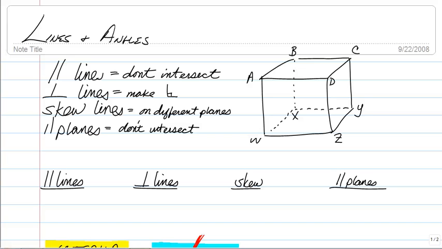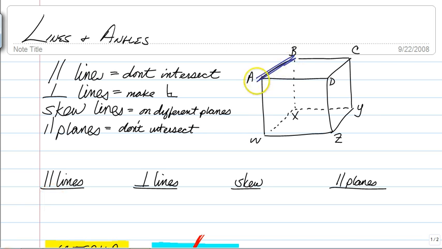It's time to talk about some lines and angles. First thing we're going to do is just talk about a couple of different types of lines. First one is parallel lines. Those are lines that don't intersect. So we'll list a couple examples of parallel lines.